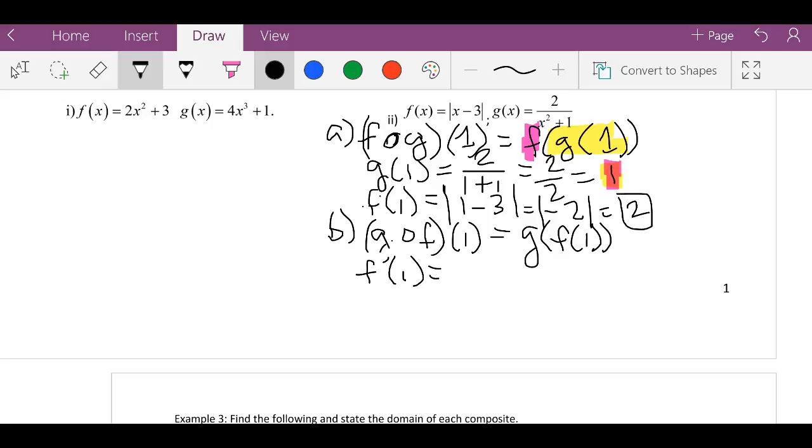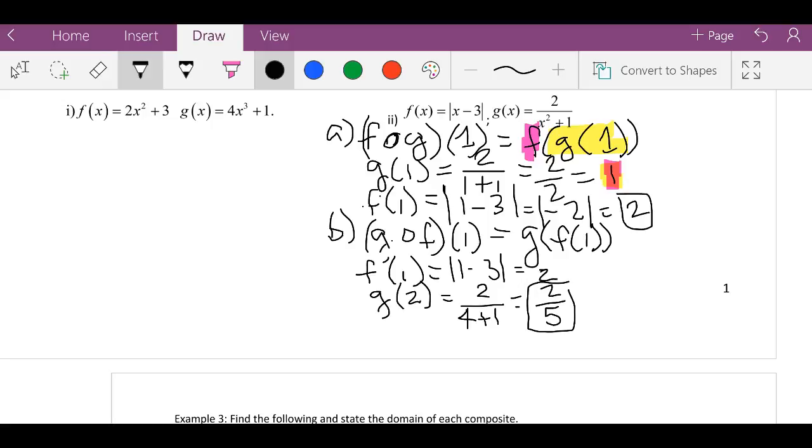So F of 1, that means we will plug in 1 for our F function. So 1 minus 3, just like earlier, is the absolute value of negative 2. So we're going to get 2. Now we will do G of 2. So G of 2 equals 2 divided by 2 squared, which is 4, plus 1, which is 5. So our answer for this second part is 2 over 5. Box that up.